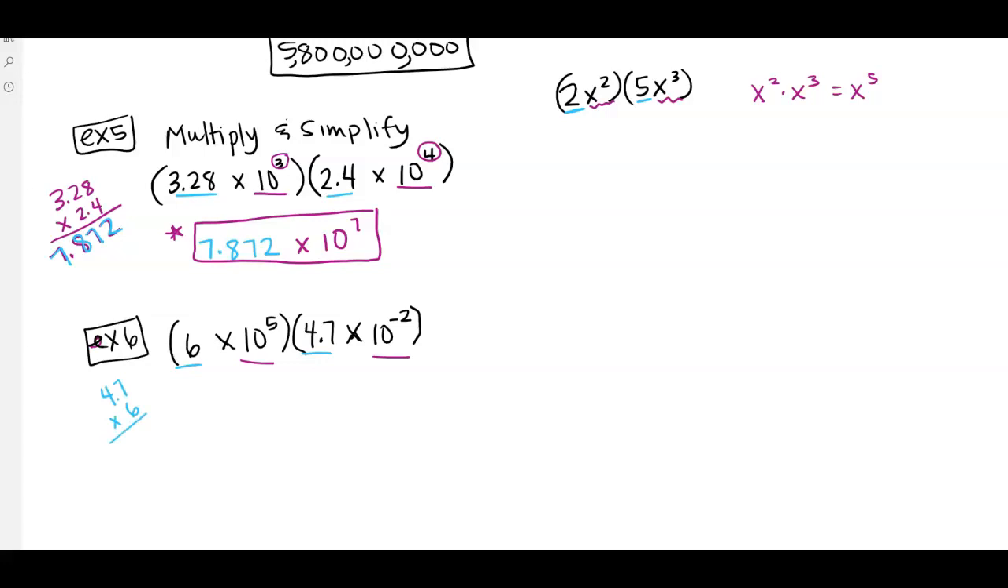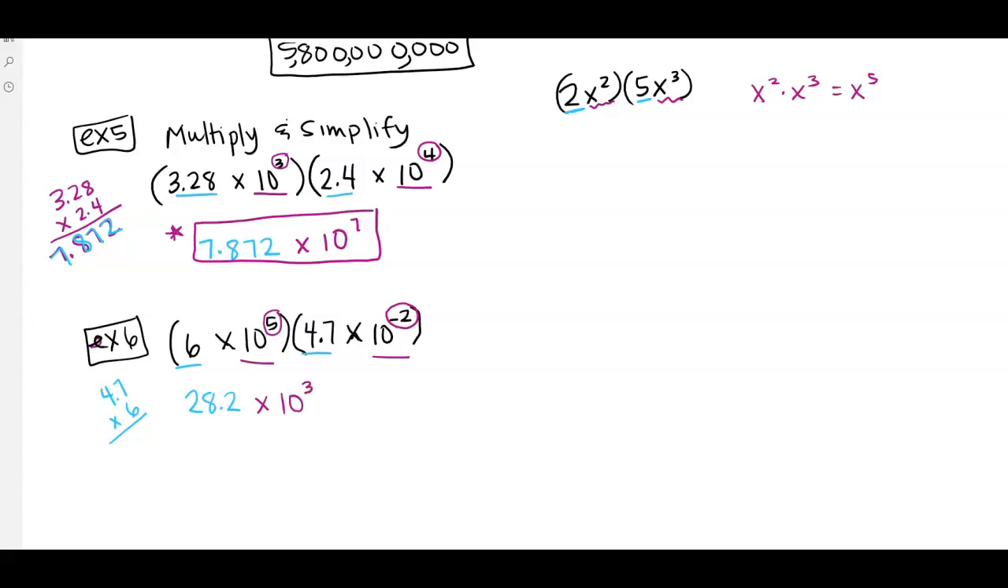Okay, so what is 4.7 times 6? Okay, 28.2. You can see if that's what you got. You're just multiplying those numbers together that I underlined in blue. Right? And then times 10 to the what power? To the third, because I'm adding those exponents together. 5 plus a negative 2 is 3.